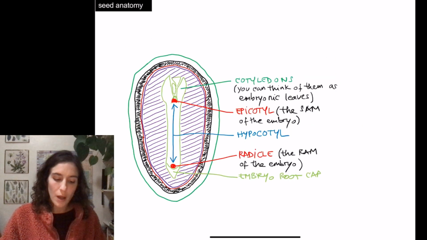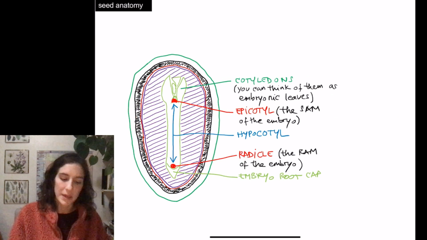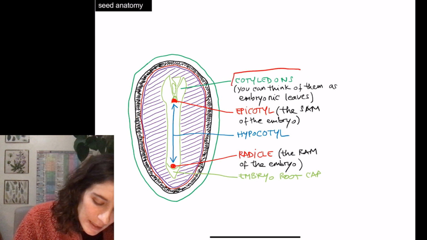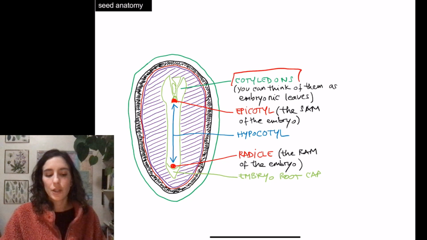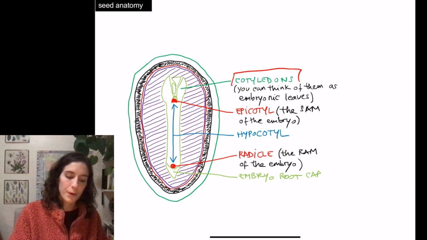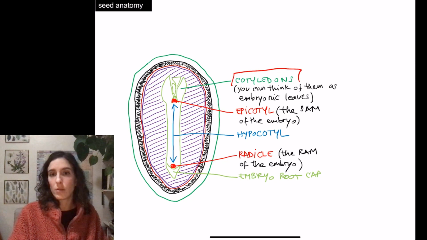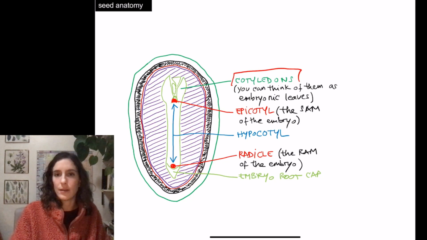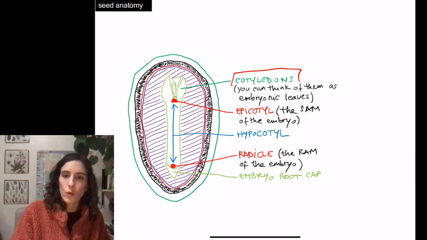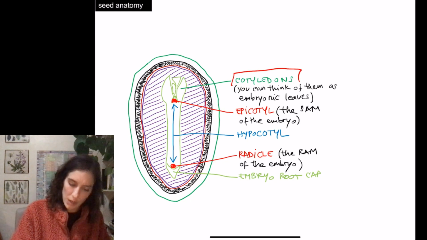So we do have a couple of new terms. These should be added to your list of terms from the beginning. We've got cotyledons. Here's this new term, cotyledon. It literally just means an embryonic leaf. So it's the very first leaves that form. Maybe there's 1, maybe there's 2, maybe there's 5 or 10. The cotyledon or cotyledons are those embryonic leaves.